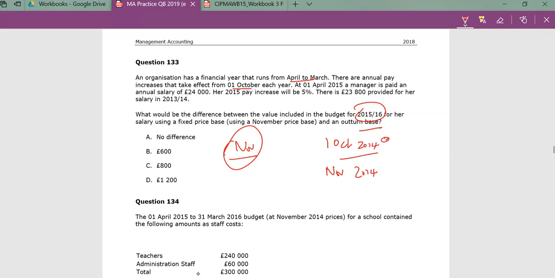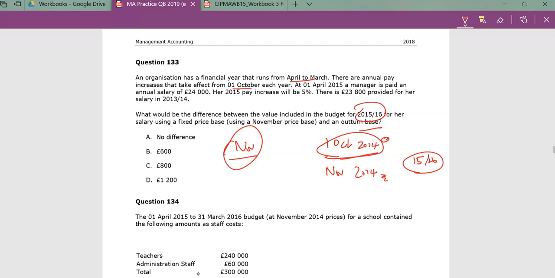So the question is, whatever is happening, the information I have here is the budget I'm going to use, the figure I'm going to use in the 15-16 budget as far as the fixed pricing is concerned. Outturn just takes it further to include any further forecasts for the relevant time period.